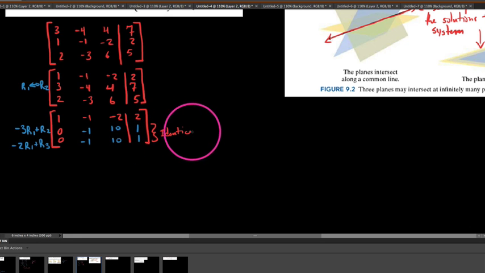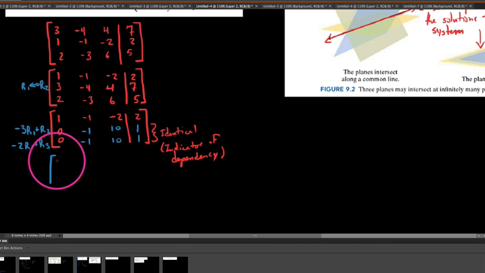Okay, identical. And so this is a good indicator of dependency. And dependency, we're going to find out, means infinitely many solutions, but it also means that these two equations are basically dependent upon one another. One is the other equation. And so because essentially they are the same equation, what's going to happen here now is this.